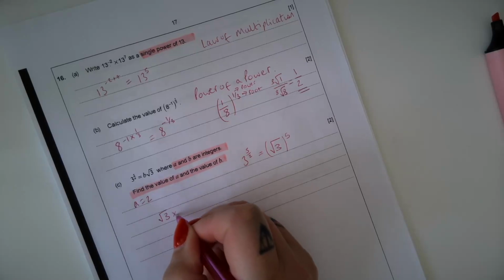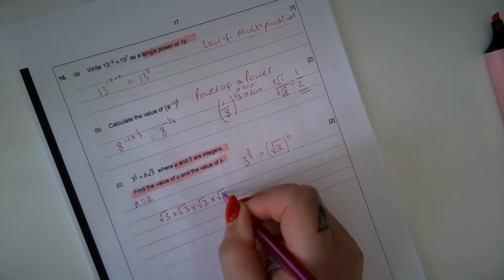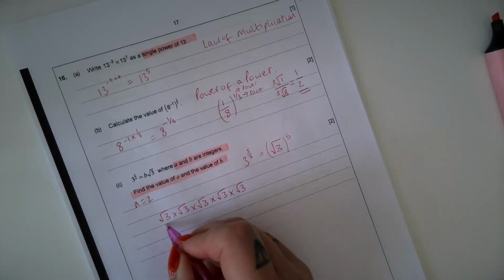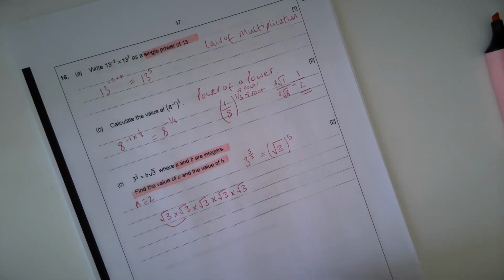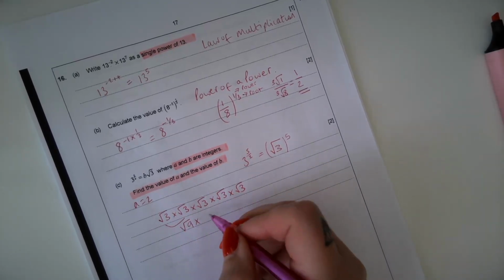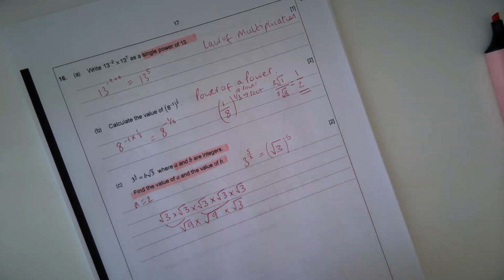So it would be root 3 multiplied by root 3, multiplied by root 3, multiplied by root 3, multiplied by root 3. So let's simplify this a little bit more and see if it gets us any closer to finding that value of b that would be the coefficient of our root 3. Okay, so root 3 times root 3 gives us root 9. Root 3 times root 3 here gives us root 9. And then we've got that root 3 on the end.